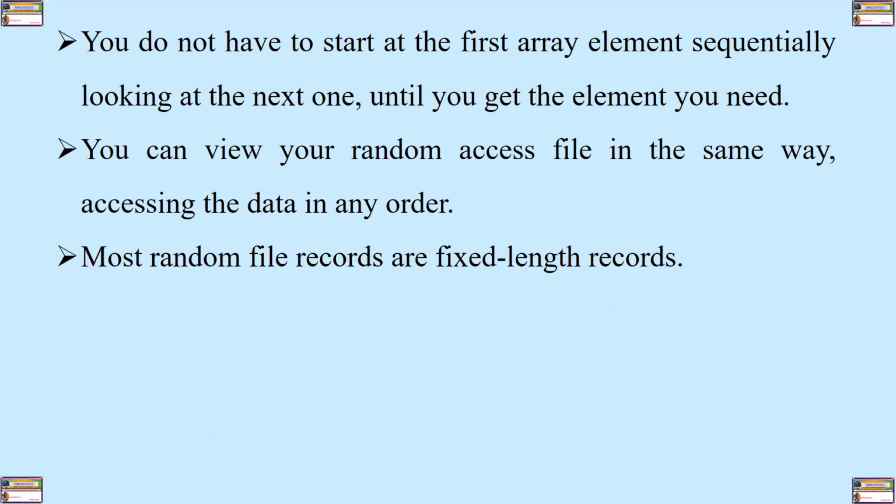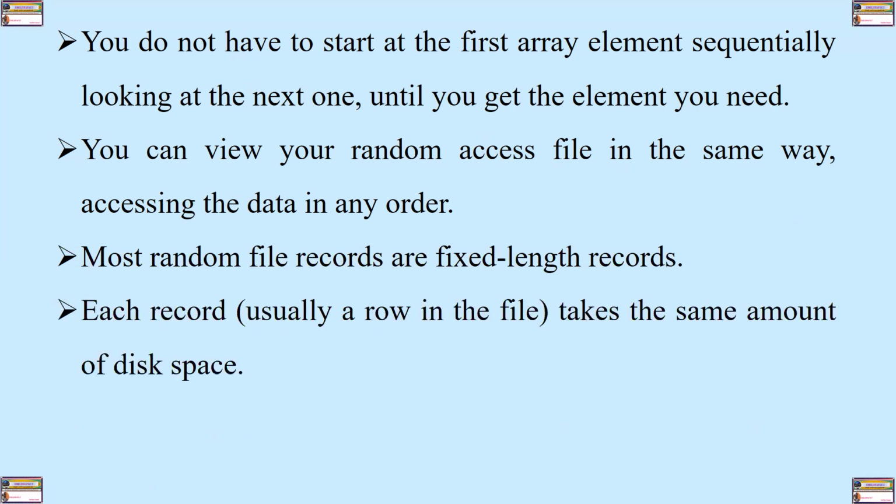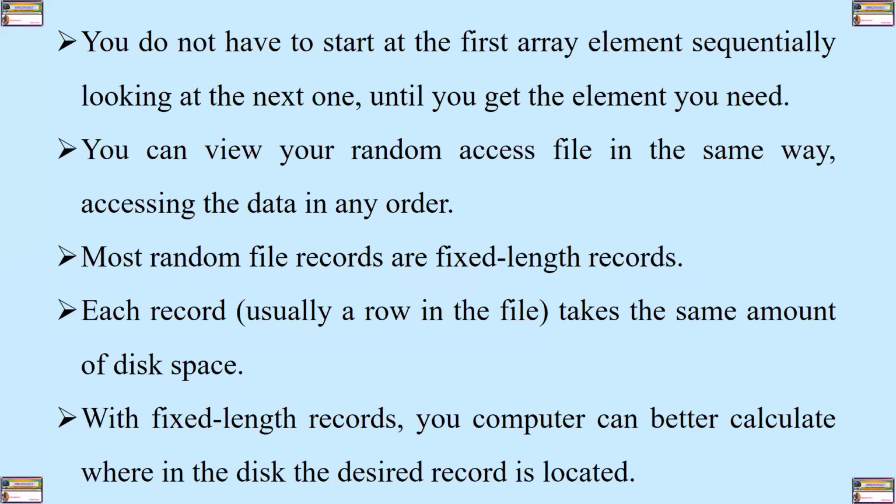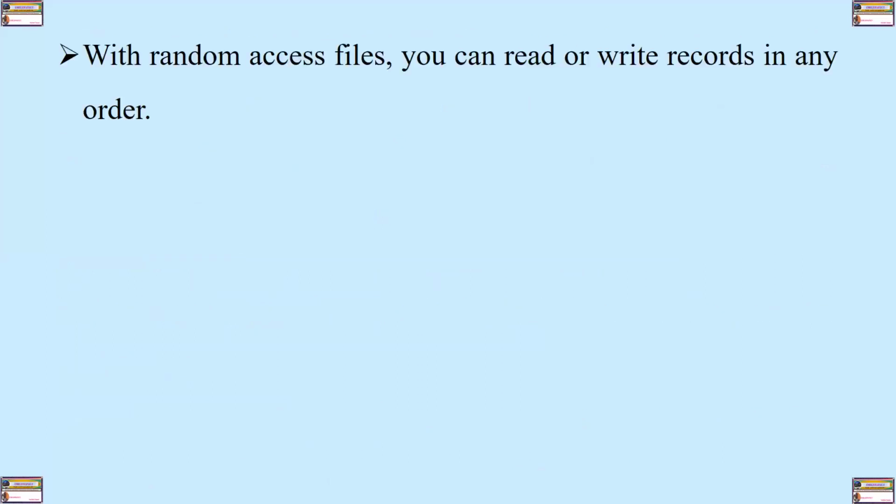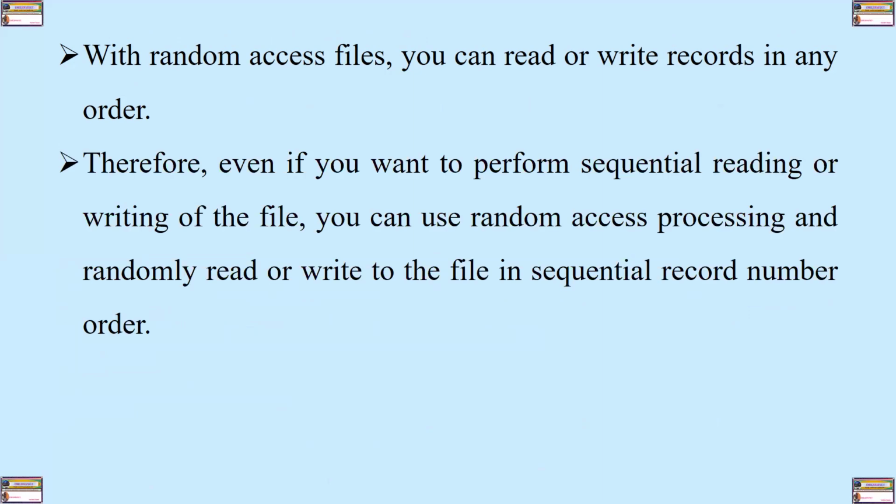Most random file records are fixed length records. Each record, usually a row in the file, takes the same amount of disk space. With fixed length records, your computer can better calculate where in the disk the desired record is located. With random access files, you can read or write records in any order. Therefore, even if you want to perform sequential reading or writing of the file, you can use random access processing and randomly read or write the file in sequential record number.